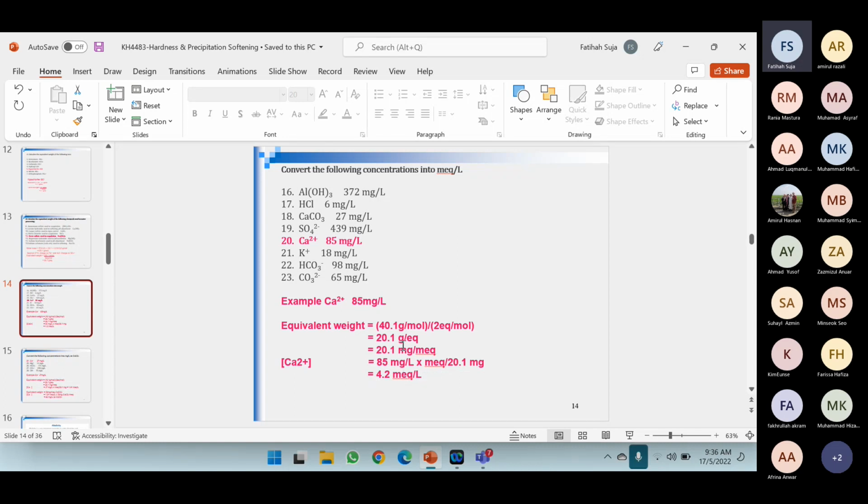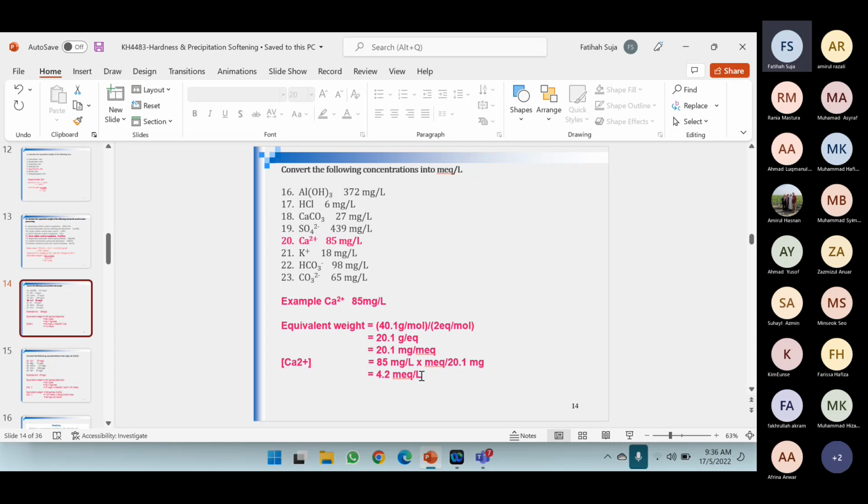Instead of you multiply, actually you divide 85 milligram per liter by the 21.1 milligram per milli equivalent. So when you multiply, it becomes like this. So this is what you get: 85 milligram per liter of Ca2+ is equivalent to 4.2 milli equivalent per liter. Okay, actually this is only about unit conversion.